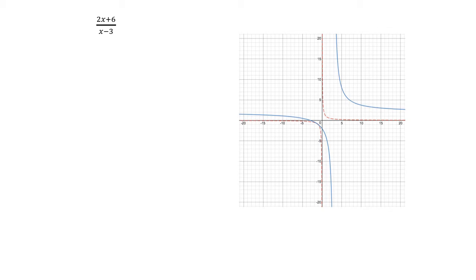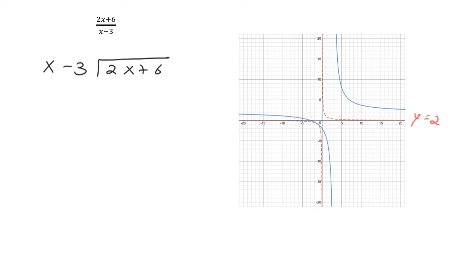But what I'd like to do is just justify one of the ideas in the previous example, which is y is equal to 2, the horizontal asymptote. So why does that happen at y is equal to 2? If you go back to this original equation, this is a division problem. You're saying x minus 3 is being divided into 2x plus 6. If you do this division out, here's what we get.